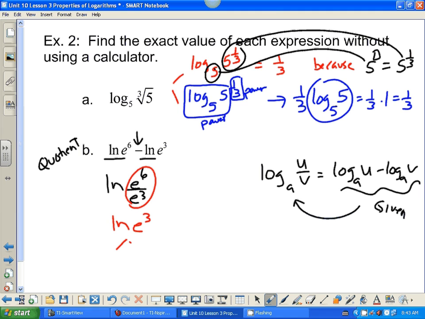And again, there are two ways you can think of it. This really means log base e of e to the 3rd, so I get 3. Or some of you can use the power to a power rule, so I get 3 natural log of e. This is 1, so 3 times 1 yields 3.